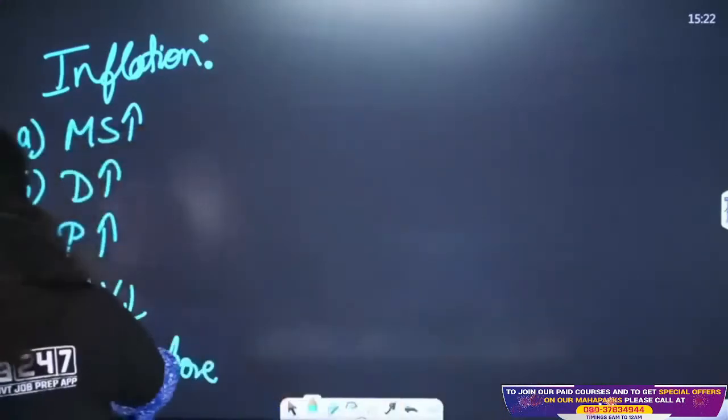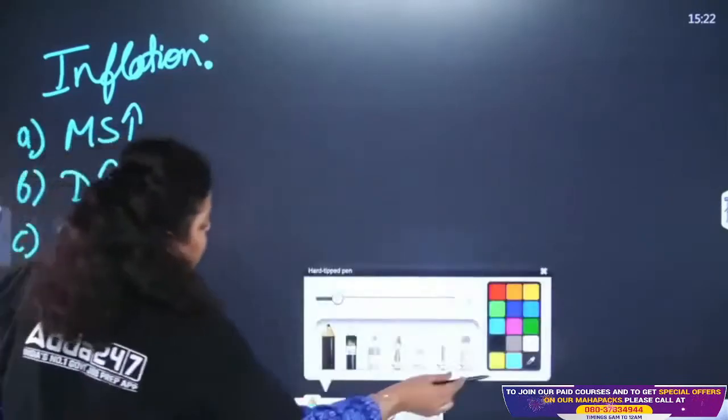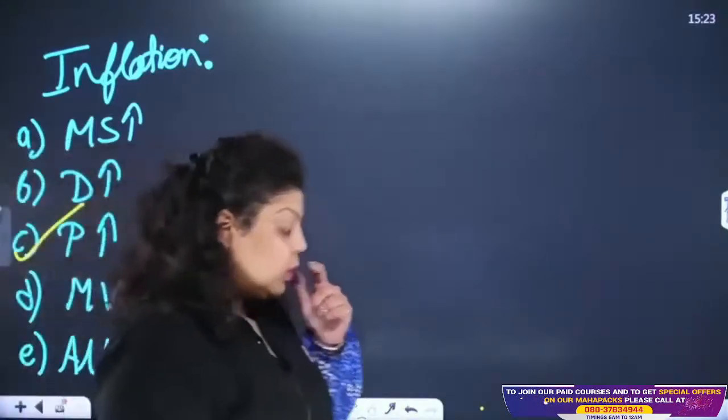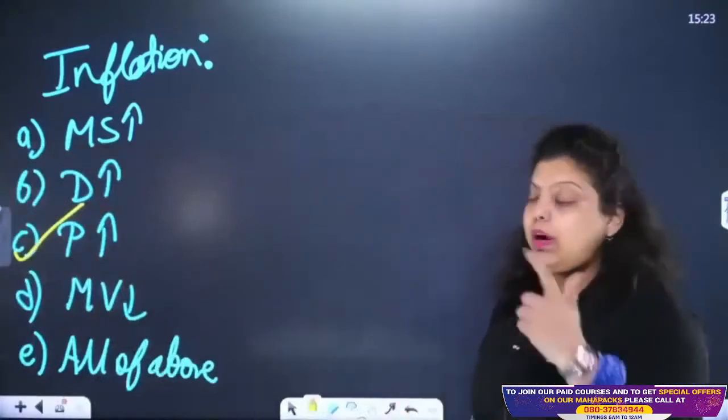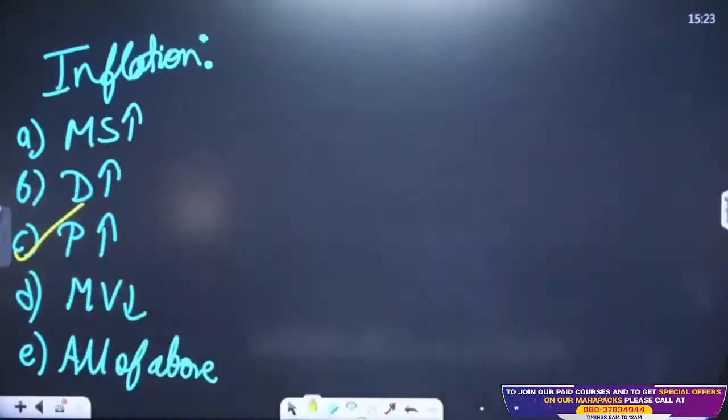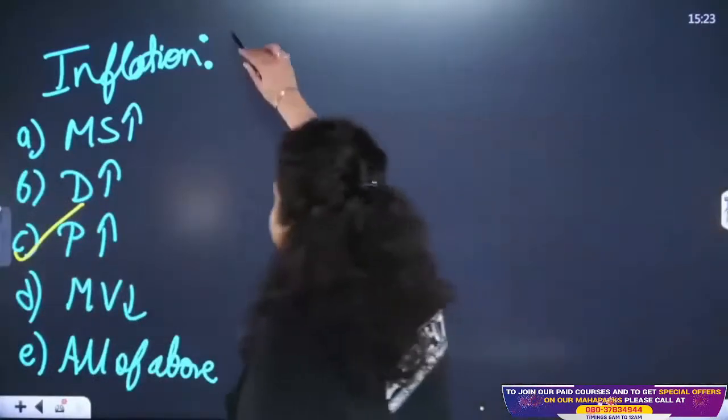Whenever the prices of goods and services are rising, that creates inflation. So the right answer is price increase. An increase in the prices of goods and services is inflation. Okay. Now, what happens when we are talking about inflation? First of all, let's see.